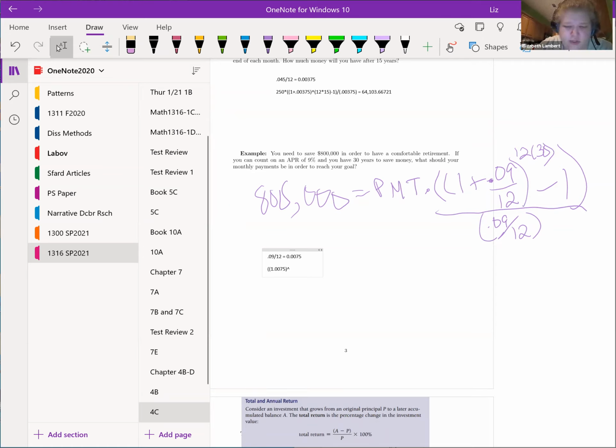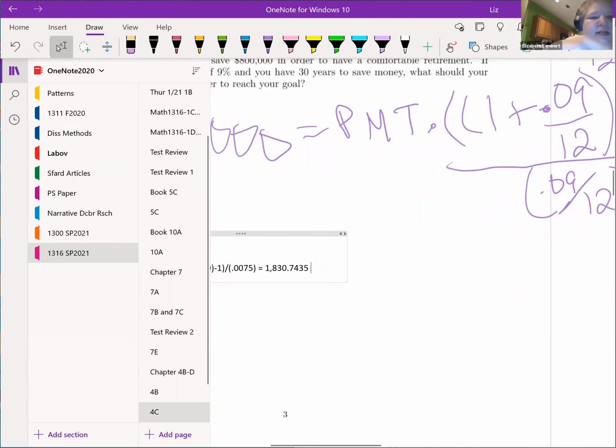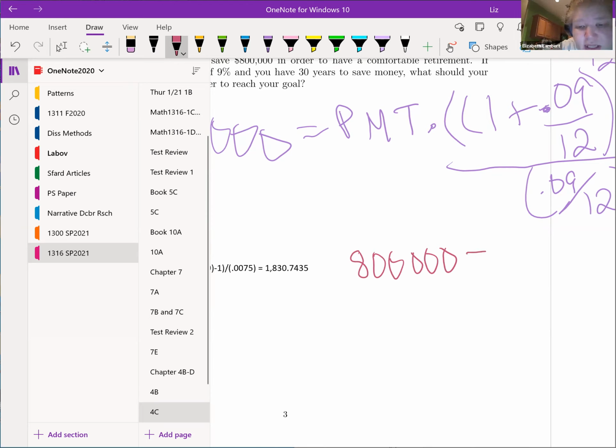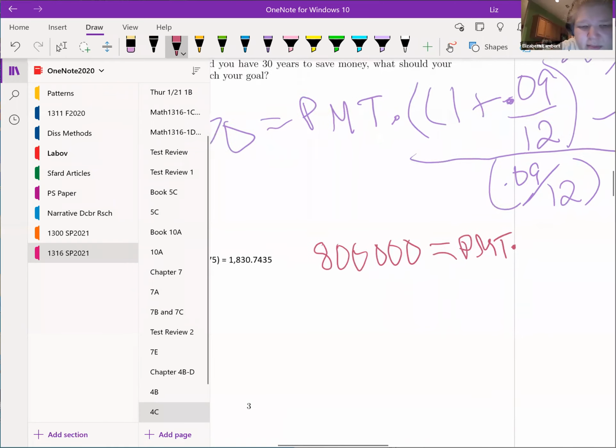1.0075 to the 12 times 30 minus 1 and close it, divided by 0.0075. All right, so all that junk on the right comes out to 1,830 and change. So let me zoom in so my handwriting isn't as horrible, hopefully. So we have 800,000 equals our payment times that number we just got.